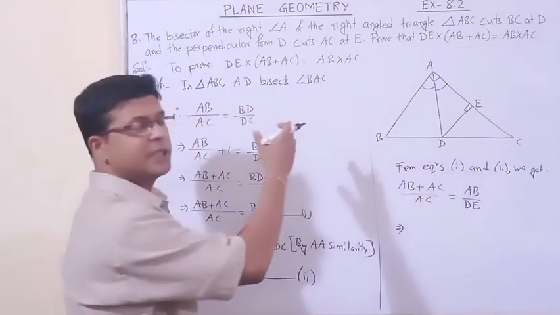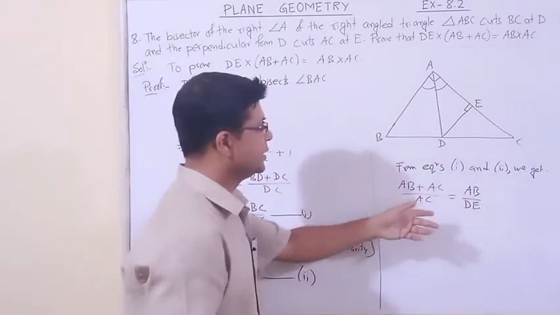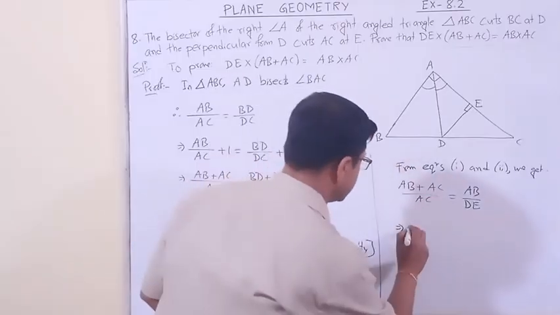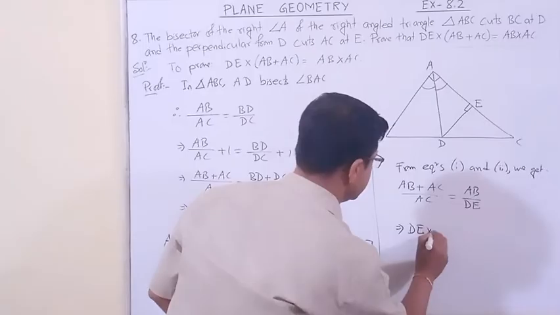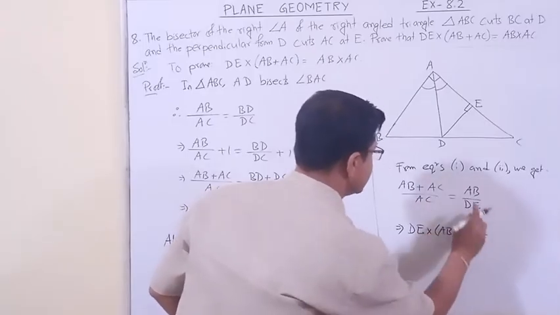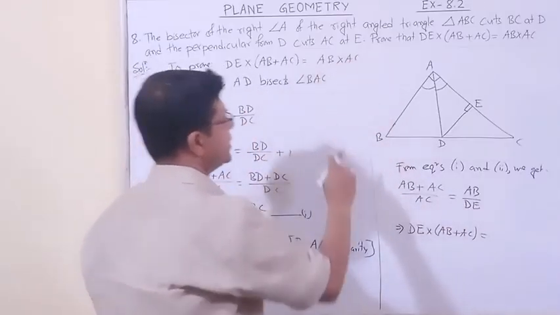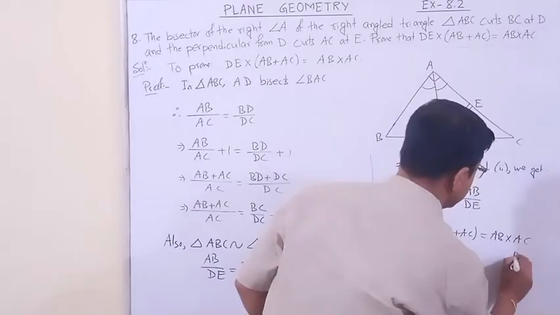Here you see, the thing is very simple. This will be our final statement. What we have to do is cross multiply. So this into this or this into this. DE into (AB plus AC) is equal to AB into AC. According to this, AB into AC. Thus we have proved it.